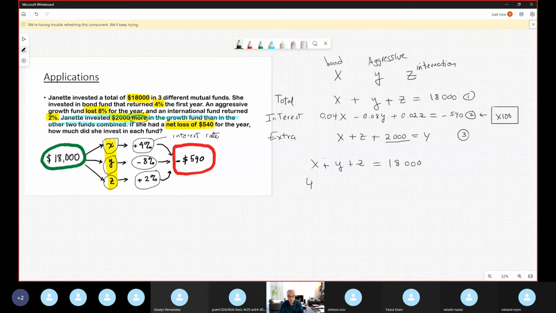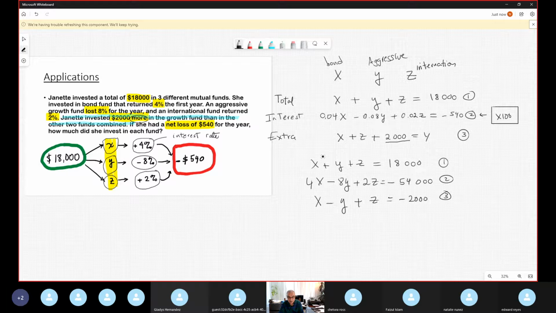Entonces 4x minus y plus 2z equal minus 54,000. Equation 1, equation 2, multiplied by 1,000 means two additional zeros. And the rest, well, I copy. x minus y plus z equal minus 2,000. Equation 3. The only thing I did in the last equation was moving y because I need this format.